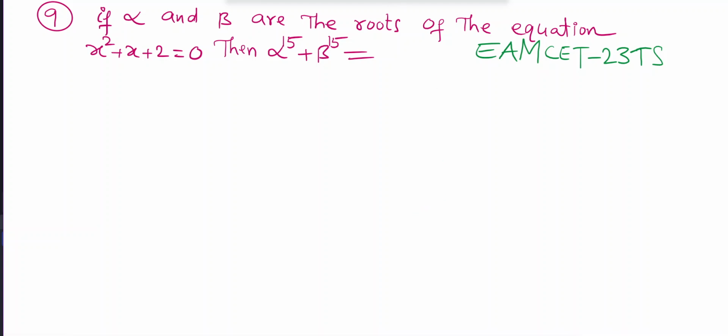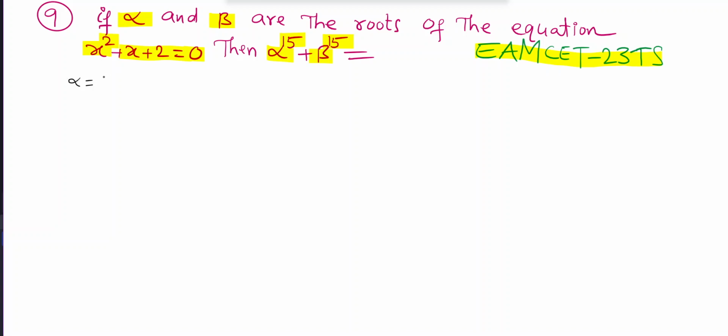This is the 9th problem from De Moivre's Theorem, EAPCET 23 TS. It is given alpha, beta are the roots of the equation x square plus x plus 2 is equal to 0. Then alpha power 15 plus beta power 15 is equal to dash. So here alpha, beta are the roots of the equation. We know the formula for finding the roots alpha and beta: minus b plus or minus under root of b square minus 4ac by 2a.